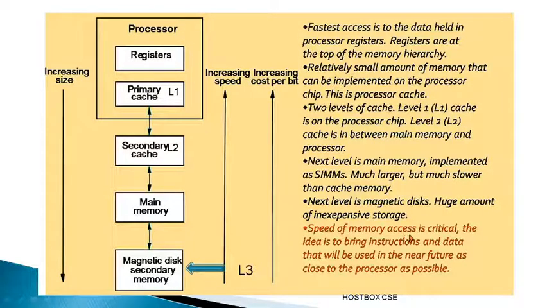Here the speed of memory access is critical, and the idea is to bring instructions and data that will be used in the near future as close to the processor as possible. So once again, here we are seeing the interconnection between the memory hierarchy components: secondary devices, main memory, and especially cache. The types of cache are primary cache and secondary cache, and at last, registers.